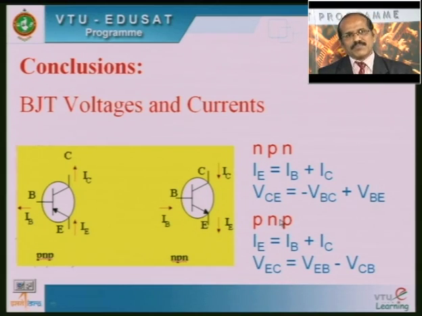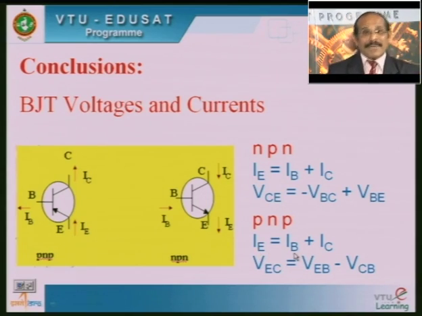Similarly, in the case of PNP, the current and voltage equations remain the same. So here also, the input current IE, that is the emitter current, is nothing but the sum of the base current and the collector current.